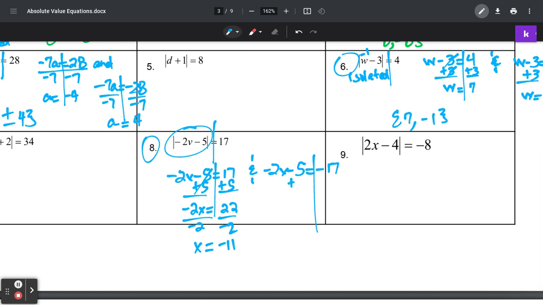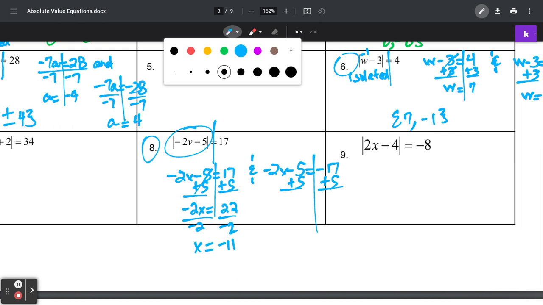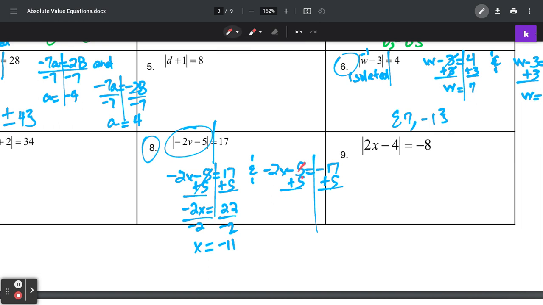Okay, go here. Second equation, you're going to add 5 to both sides. So you end up with -2x equals, that's left and right, -12. Divide both sides by -2. And x is equal to 6. So my two solutions are -11 and 6, guys.